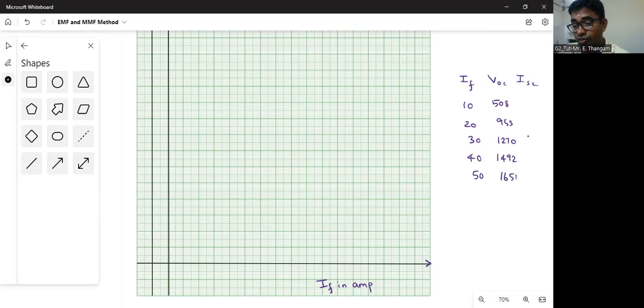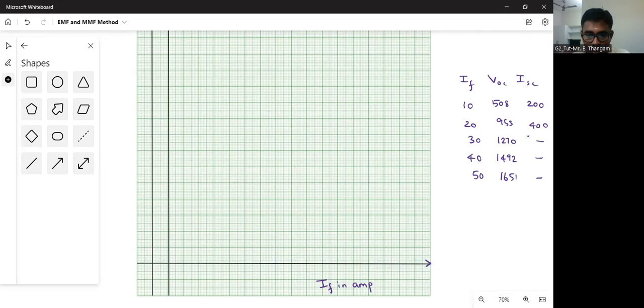Similarly, short circuit current data is also given. For 10 amps, it is 200. For 20 amps, it is 400. For 30, 40, 50, no value. So this is our test data, given in the problem.